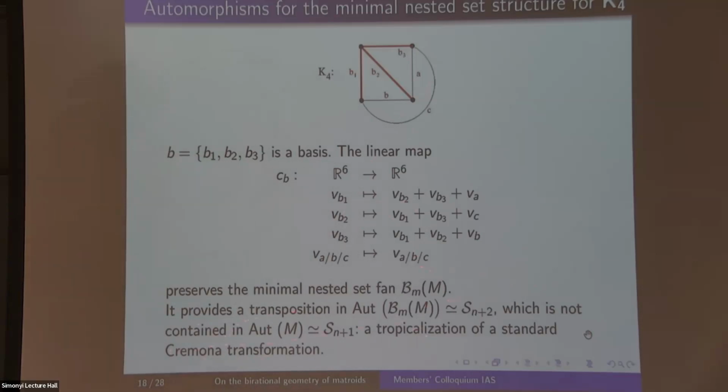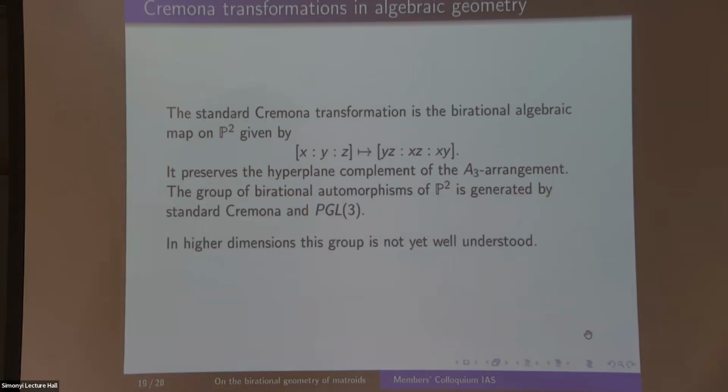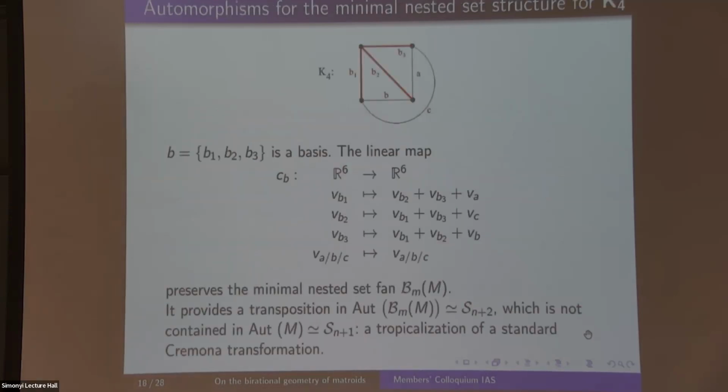Why do we call this a Cremona? If you look at the hyperplane arrangement A3, you can look at it as something which is contained in P2. And on P2, you have the standard Cremona action. The hyperplane complement of the A3 arrangement is, of course, preserved by Cremona. Now if you take the Cremona automorphism, which is an automorphism of the hyperplane complement, and you tropicalize all this stuff in the intrinsic torus, you get precisely this linear map.